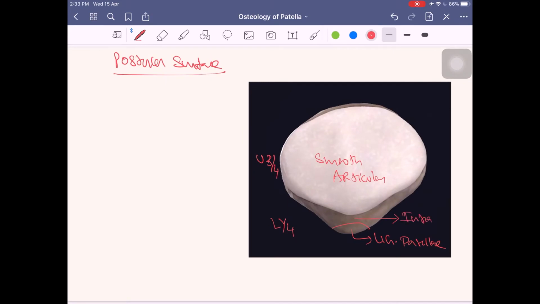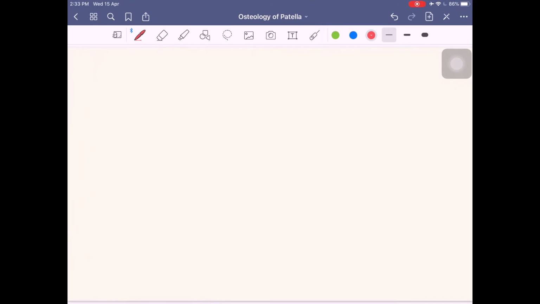This we call the infrapatellar pad of fat. This pad of fat you can also feel. With your knee extended, you can feel that soft thing at the apex, which is your infrapatellar pad of fat. I will show this again. So this is about your lower one-quarter area. Now your upper three-quarter area, which is smooth and articular, is itself again divided by a vertical line. I'll bring a better picture here.